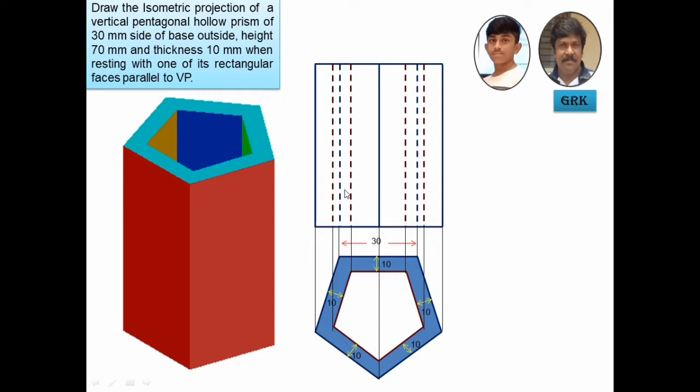Now this is the plan, this is the elevation, this is the isometric view. This is what we want to obtain. Now before going into the drawing portion of the isometric projection, let us have a look on the 3D model that has been generated. After having a look on that, we can go into the drawing part.